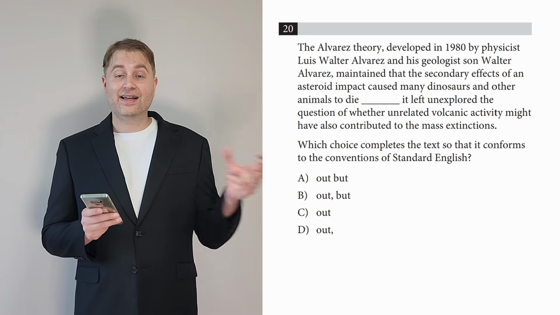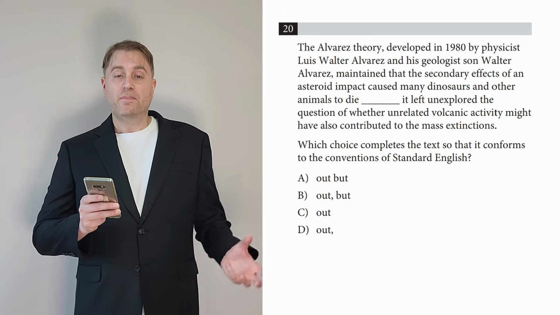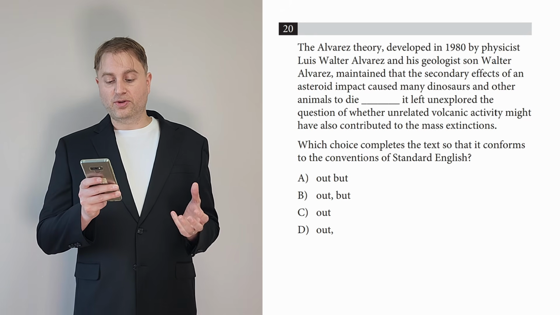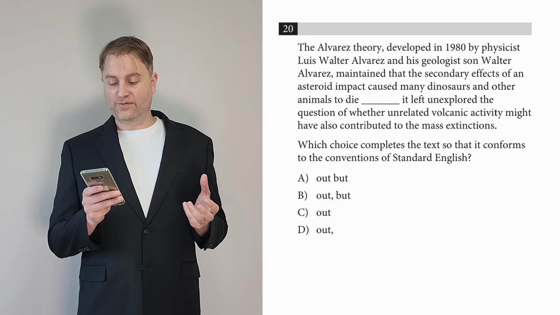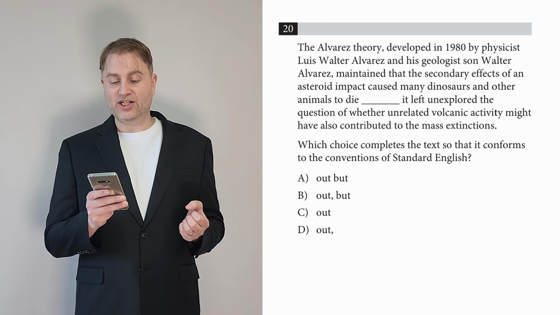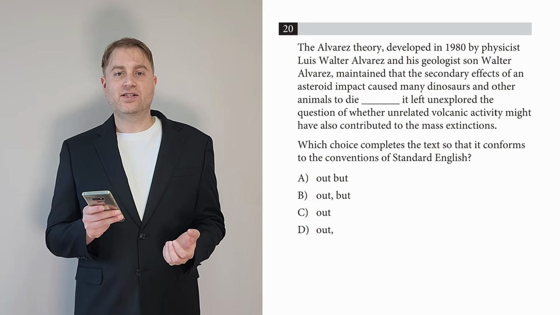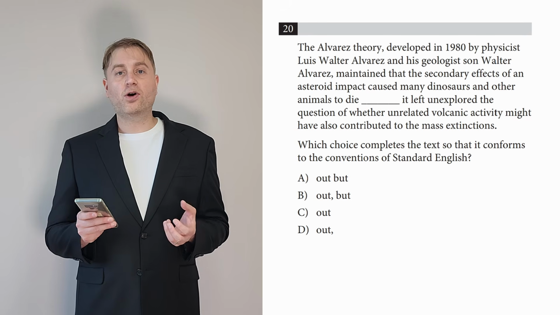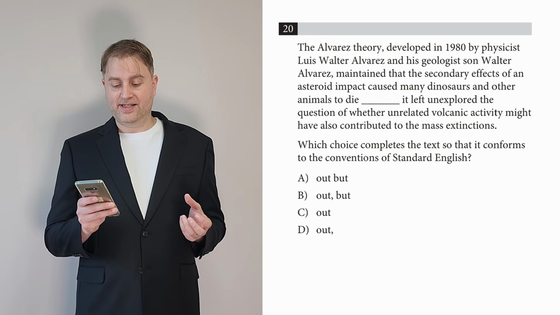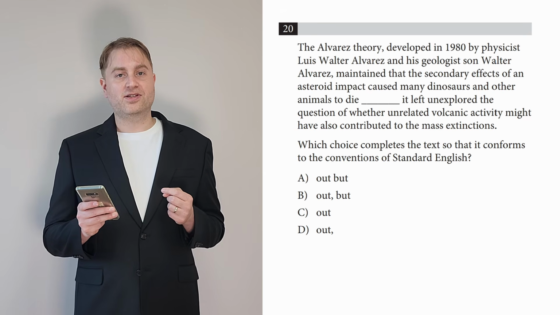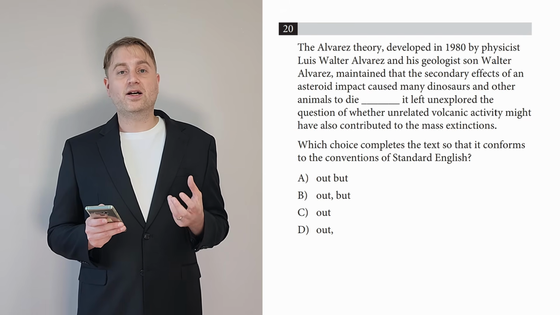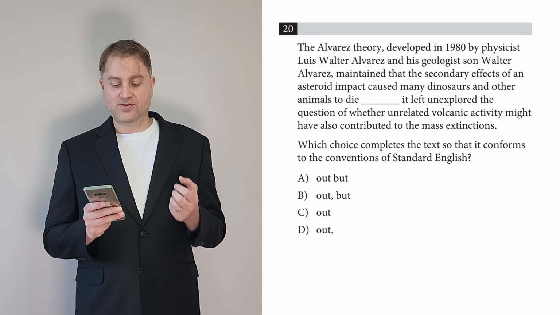Now that is a complete sentence. Meanwhile, let's take a look at the thing that comes after. It left unexplored the question of whether unrelated volcanic activity might have also contributed to the mass extinctions. That's a complete sentence too. Now, as I said before, we can't just put them together with no punctuation. That would be a run-on sentence, which means we can rule out answer C. And we also can't put them together with just a comma. That would be a comma splice, so we can rule out answer D.